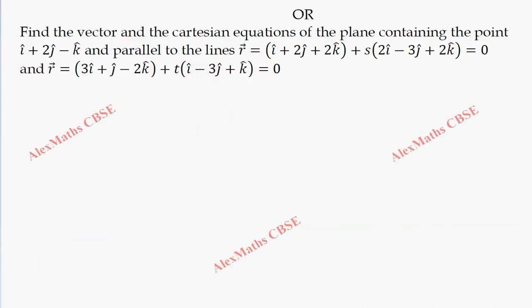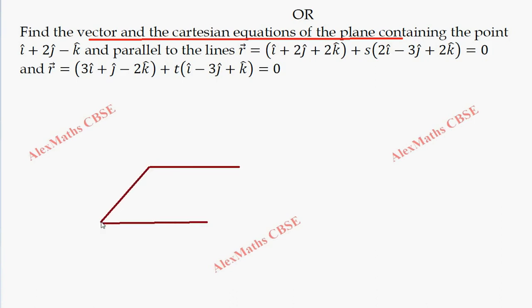Next, our question. Find the vector and Cartesian equation of the plane. So there is a plane. We have to find this plane's vector and Cartesian equation. Let's take a small diagram. This is a plane and it contains a point. The point is given in the vector form i cap plus 2j cap minus k cap. Let's take the point somewhere in the plane as 1, 2, minus 1. And this is parallel to, they have given 2 lines.